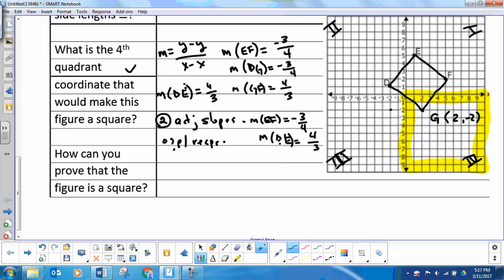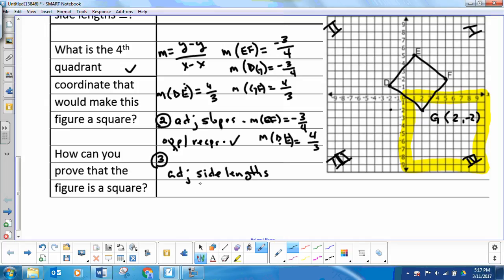Reciprocal. Oh my goodness, find my pen again. Okay, opposite reciprocals. So we are living in a rectangle world, we are good there. And then to finally confirm we have a square, we need to look at the adjacent side lengths.